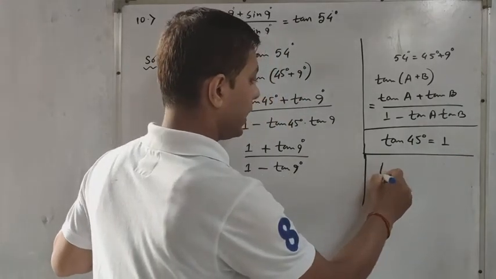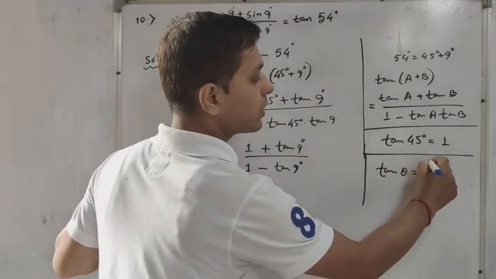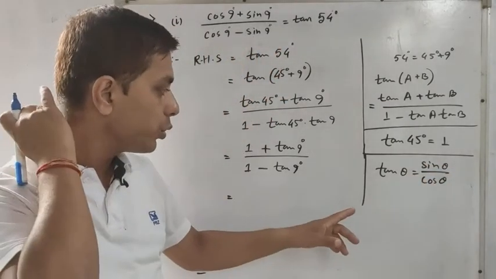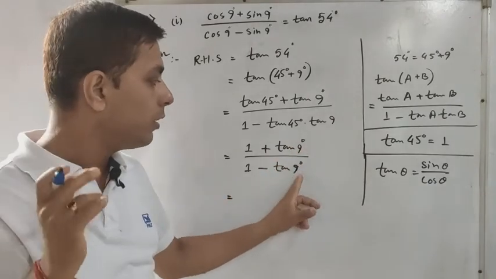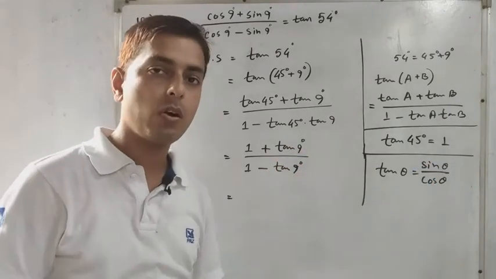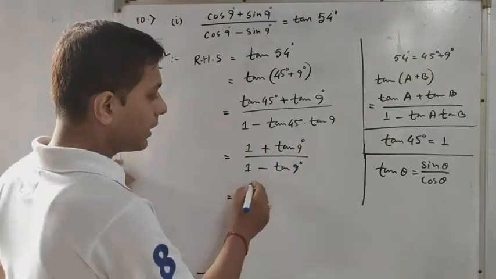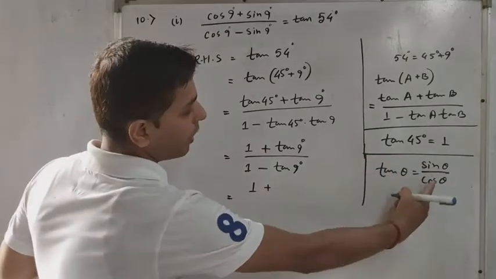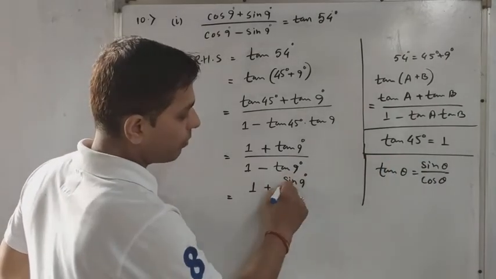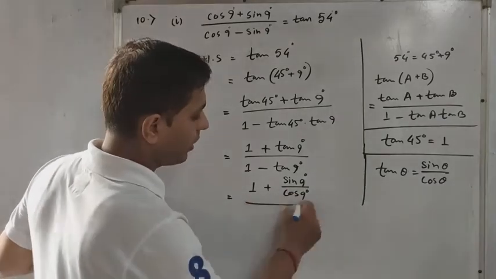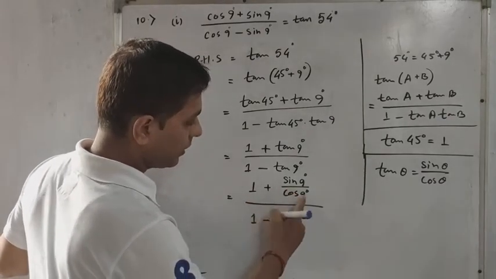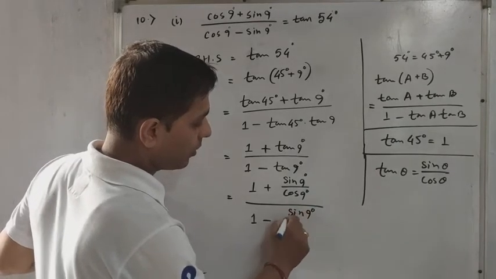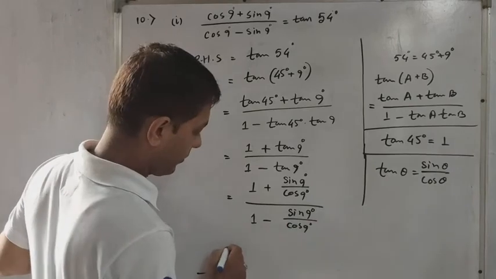that tan theta is equal to sin theta by cos theta. So what we are going to do is write tan in terms of sin and cos. Instead of writing tan 9 degree, we can write sin 9 degree by cos 9 degree. Sin 9 degree by cos 9 degree divided by 1 minus, this is also sin 9 degree by cos 9 degree.